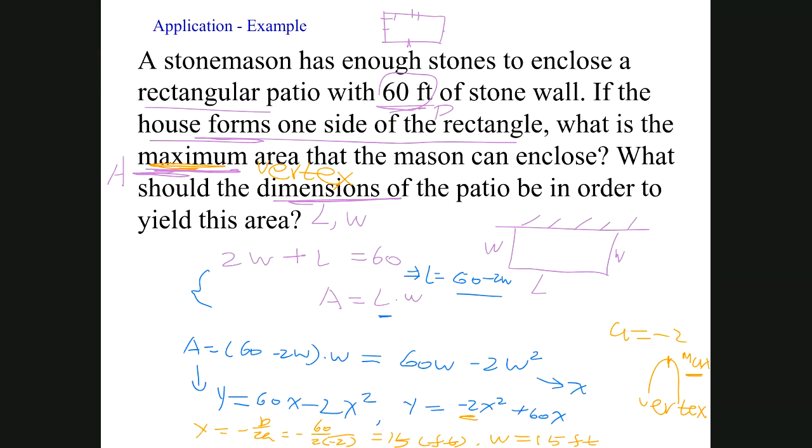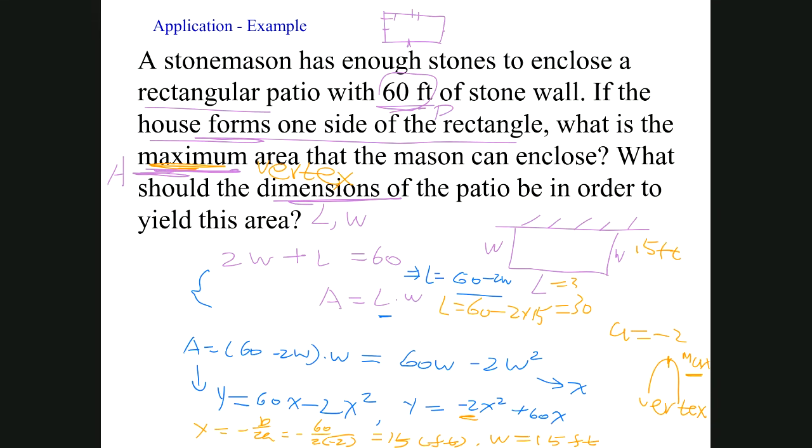Okay, and you can also find the length in here. After you find the w, I can go ahead and find the l. So how much is my l? My l will be 60 minus 2 times 15, and that will be 30. 60 minus 30 will be 30. So my length will be 30, my width here will be 15, and then this will be 30.